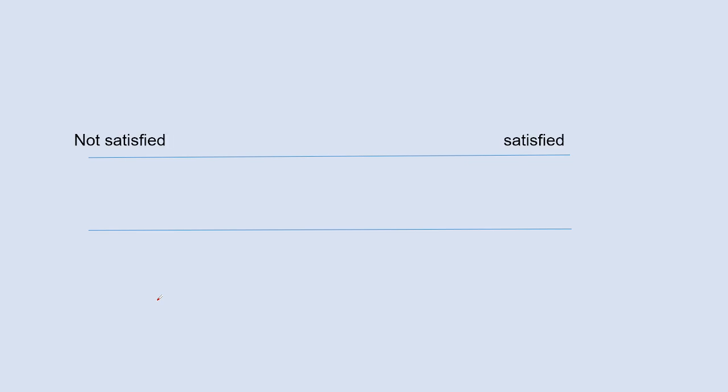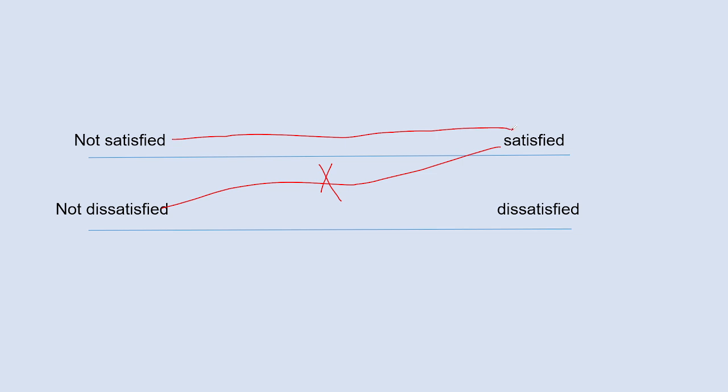Before going into the video, I want to differentiate between these concepts. In our traditional view, we say that satisfied and dissatisfied are opposite of each other. But no, it's not. The opposite of not satisfied is satisfied, and the opposite of not dissatisfied is dissatisfied. Usually students get confused in the concept of not satisfied and not dissatisfied. Aren't they synonyms of each other? Aren't they the same meaning?